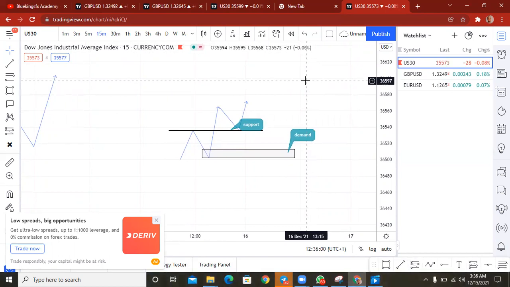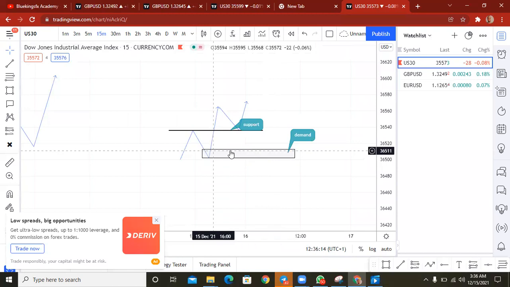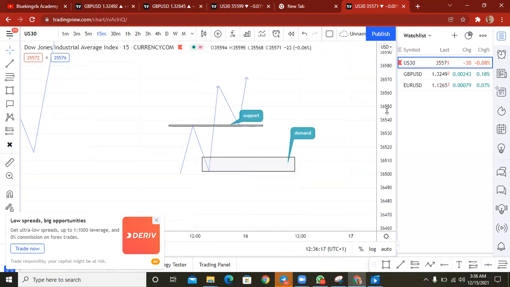Right, so right here, what do we call this? Why is this fat? Let me see, did I just draw it fat or something? No, right? This is fat because I marked out the beginning of a sharp move. So the beginning of a sharp move is known as a demand. And it's also known as what? Order block. So an order block is either a supply or a demand area.